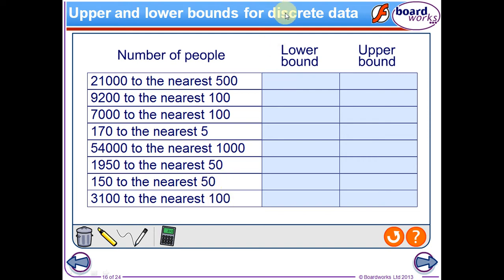But it's discrete data. So the problem with this is that for the lower bound I'm going to take away 50, but for the upper bound I'm not going to add 50, because we don't want less than or equal to. I'm going to add 49 instead of 50 because we want the exact value. Don't forget that. So I will just click and you see the answers. That's correct.